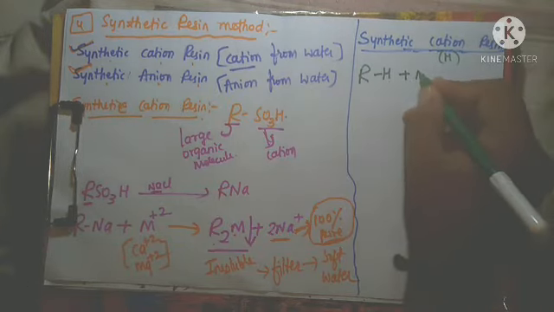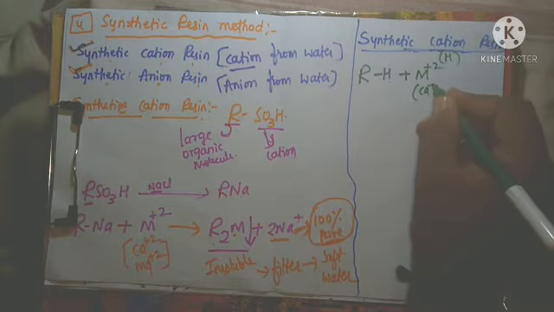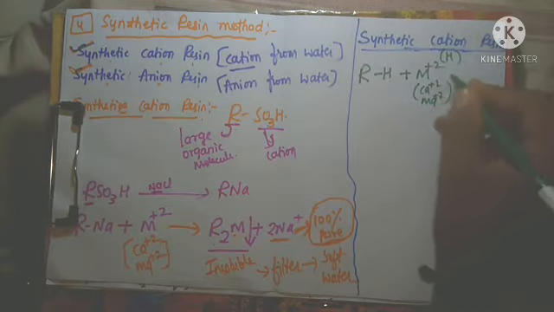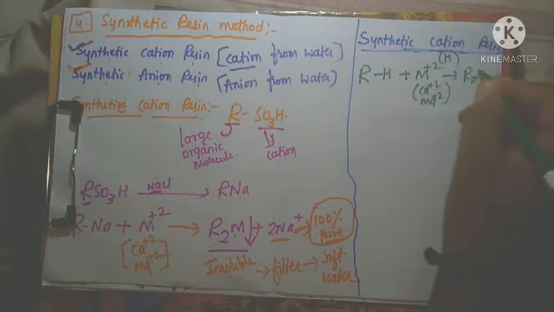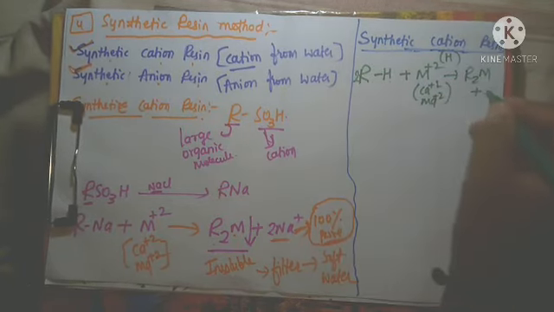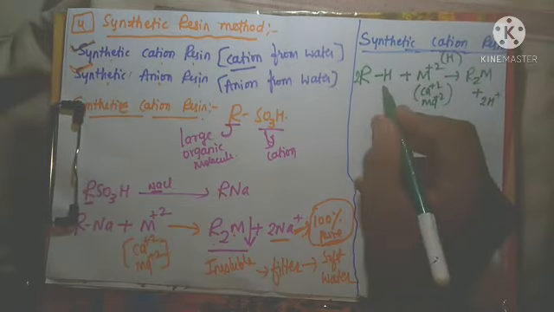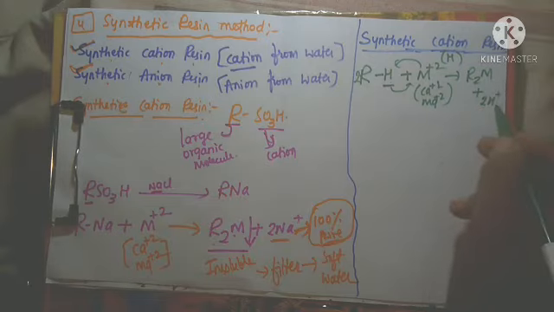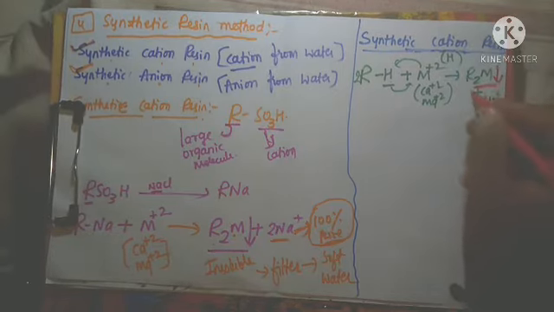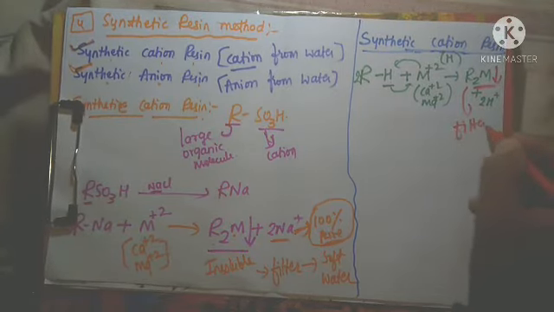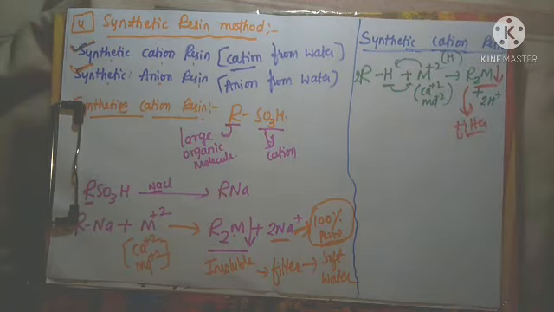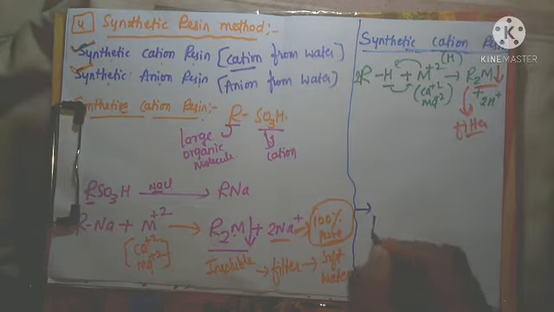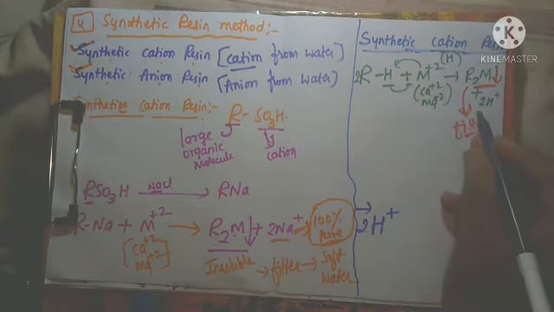When it reacts with M+2, maybe Ca+2 or Mg+2, what happens? It will form R2M. For balancing, I am writing 2 plus 2H+. Means hydrogen is removed here in this way. Exchange is taking place, right? Now it will be R2M plus 2H+. R2M is again insoluble. It is removed by which method? Filtration. Means in the water, what is left? 2H+ is left.